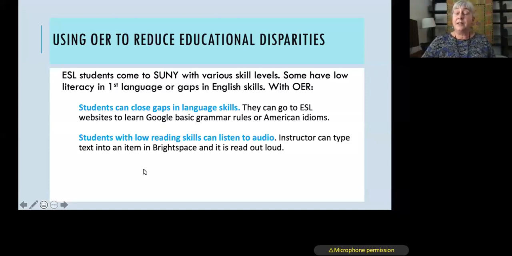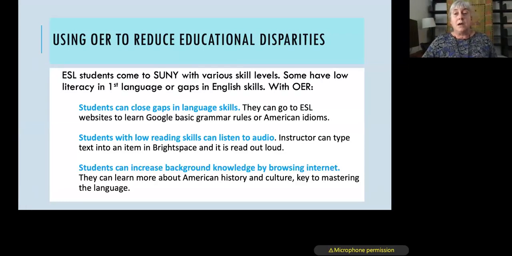Students with low reading skills can listen to audio. This is something I'm doing for the first time this semester, and I ask students if they're using it, and they are. So if you type the text into an item in Brightspace, there's that listening feature, and students can read and listen at the same time. And I know that my students are using that. Students can also increase their background knowledge by browsing the internet. They can learn more about American history, American culture. Without knowing something about the culture and history of a country, it's very difficult to master the language.